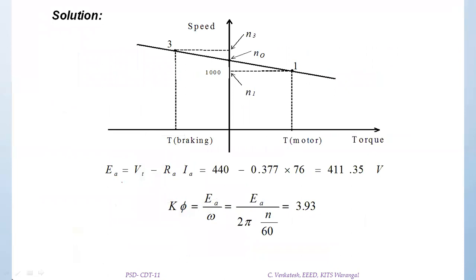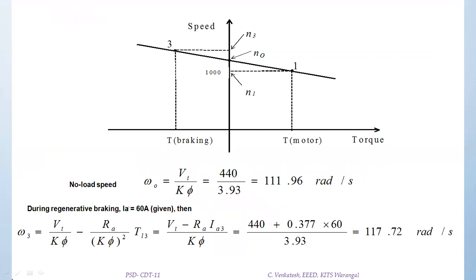So back EMF EA is VT minus RA into IA, and hence you can find the back EMF is 411.35 volts, and KE into phi is nothing but EB by omega, and that is 3.93. So once you know this, we can use this constant value for the next conditions. So under no load condition, what is the no load speed omega naught? It is nothing but VT by KE into phi, and that becomes 111.96 radians per second.